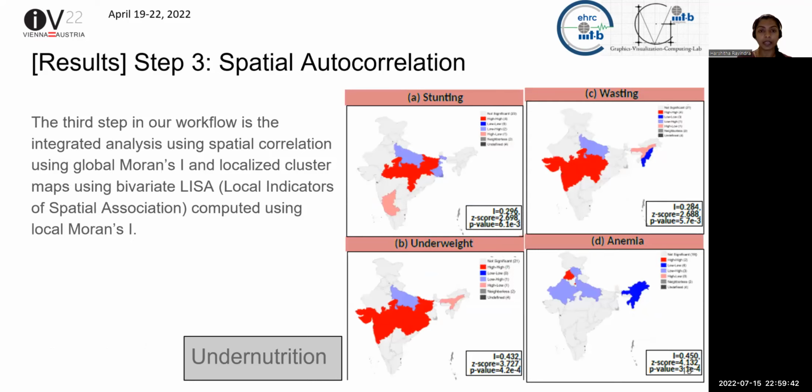Our integrated analysis of survey is based on spatial statistics. The global Moran's I statistics for spatial autocorrelation between common indicators in both surveys for stunting, underweight, wasting, and anemia are given along with the bivariate LISA cluster maps in the figure shown. We see that there is a low spatial heterogeneity which is statistically significant for stunting, underweight, and wasting.